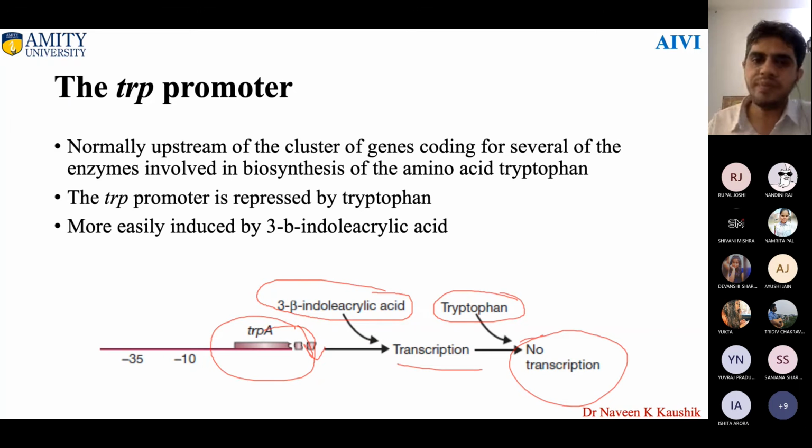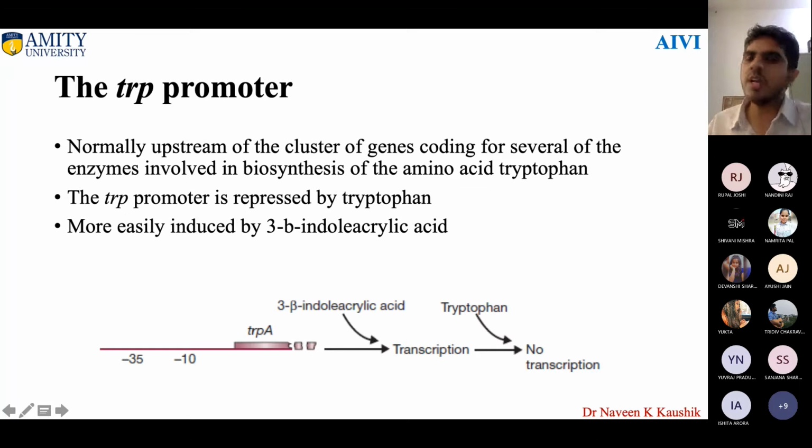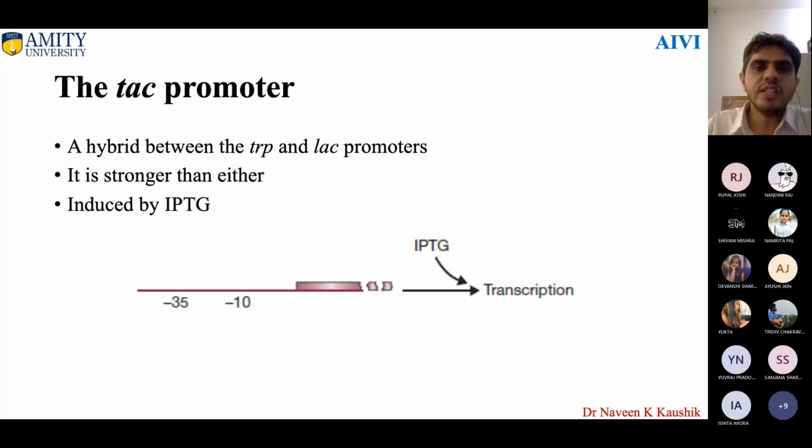Whereas in the previous case it was an inducible one. When you add IPTG, that is the substrate, isopropyl thiogalactoside, then there is going to be transcription. Otherwise, there is going to be no transcription. So you can control your expression. When you need expression, you can use it. When you don't need expression, then you don't need it.